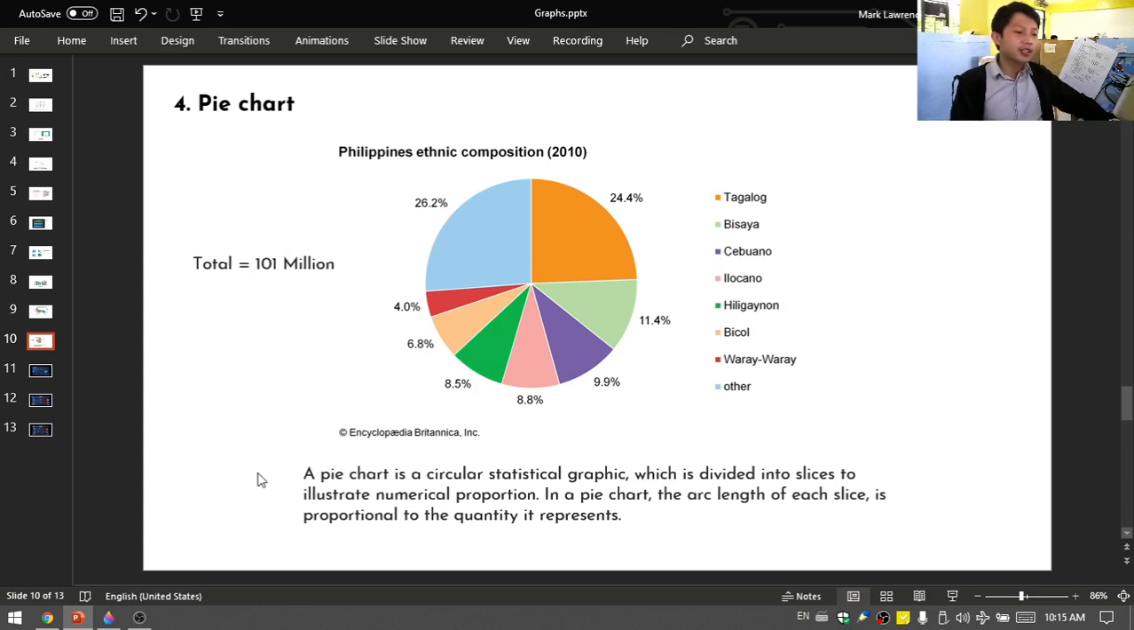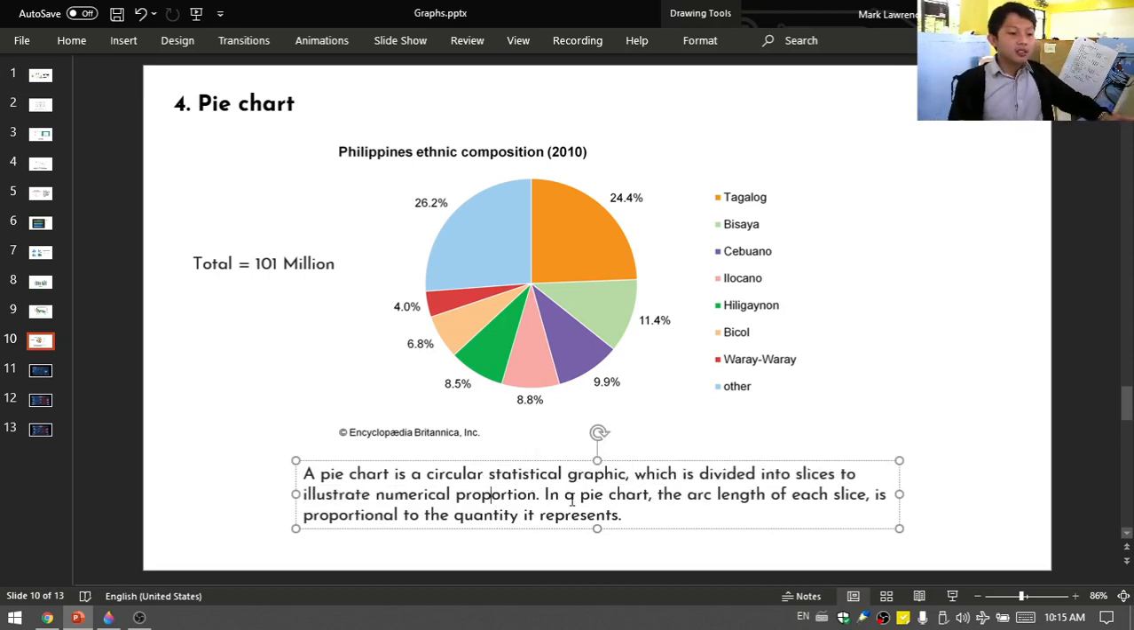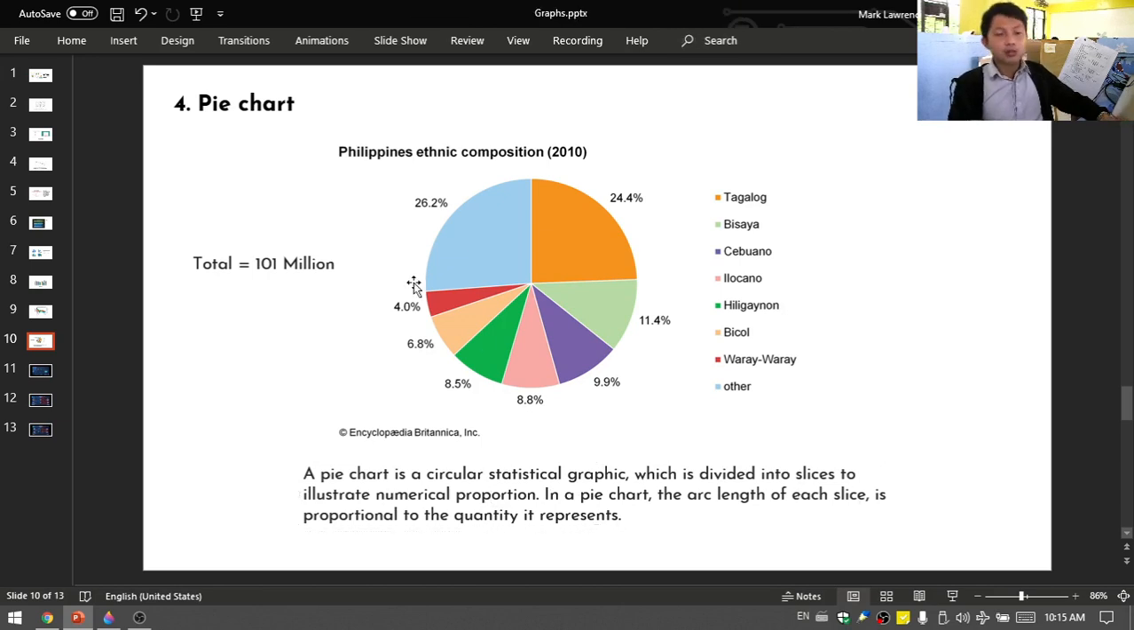Okay. So the pie chart is a circular statistical graphic which is divided into slices to illustrate numerical proportions. Again, proportion is how many percent. In the pie chart, the arc length of each slice is proportional to the quantity it represents. So that's the pie chart. Now, the next one that I'm going to show you, bonus.